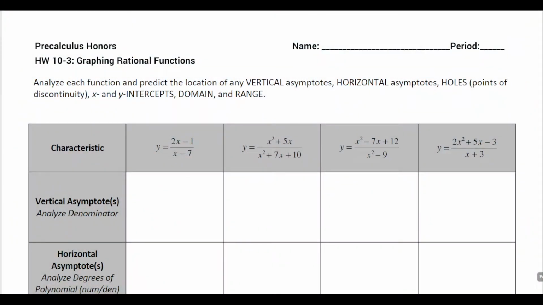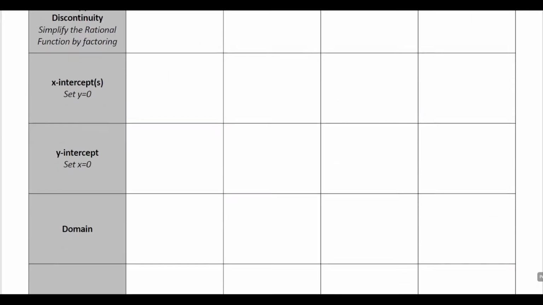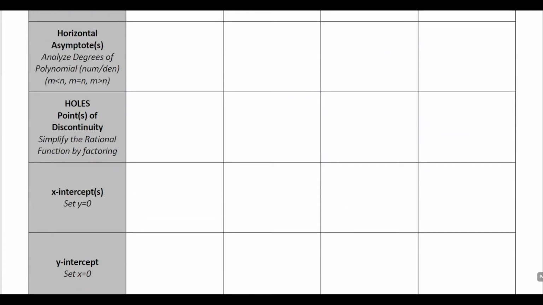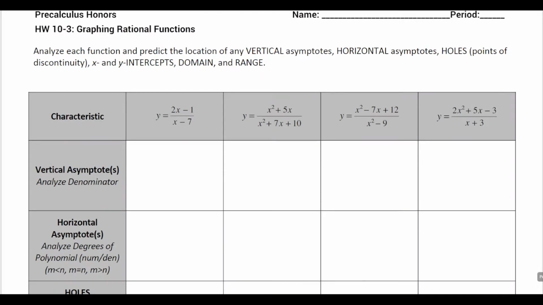Hey y'all, welcome back. Let's go ahead and go through homework 10.3. We're just practicing more of these rational function problems. So we've got a big table on the front page here where we're going to find all the different characteristics, and then we'll look at some of the graphs on the back.